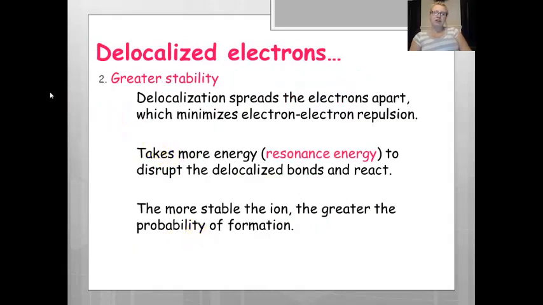Delocalized electrons provide for greater stability because the electrons are spread apart, which minimizes their repulsion. It takes more energy to disrupt delocalized bonds and react than it would to just interrupt non-delocalized or non-resonant structures. And the more stable the ion, the greater the probability of formation. So if a molecule can form a delocalized structure, it's going to happen because it's much more stable.